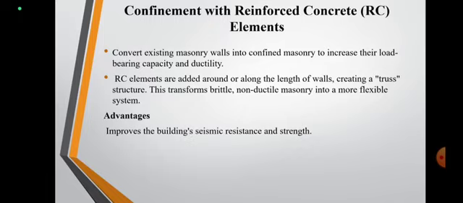Means adding new RC elements along the length or walls or along the breadth, we can say we are giving it a support like structure. Advantages: it improves the building's seismic resistance and strength.